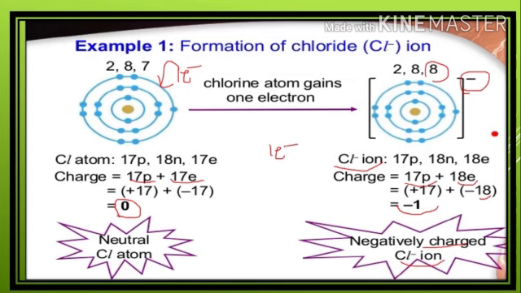So, the chloride ion is more stable than the chlorine atom. Okay?